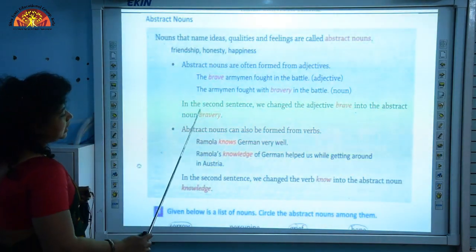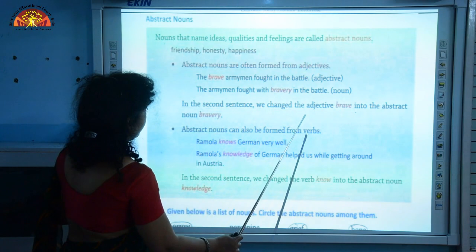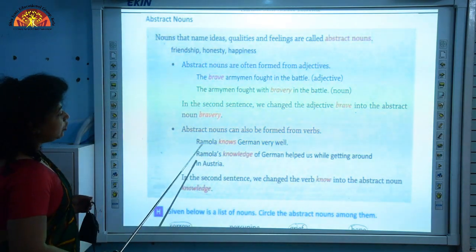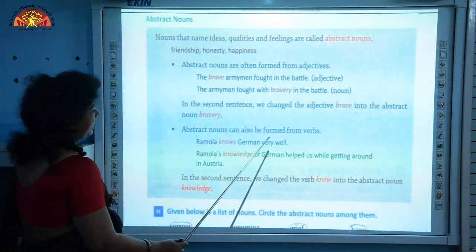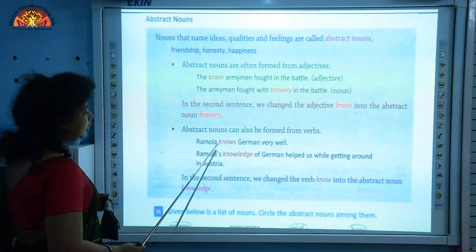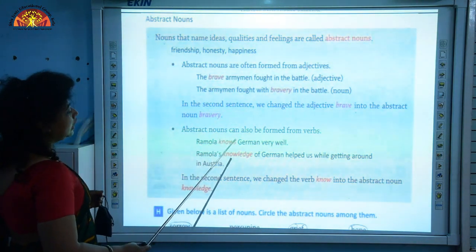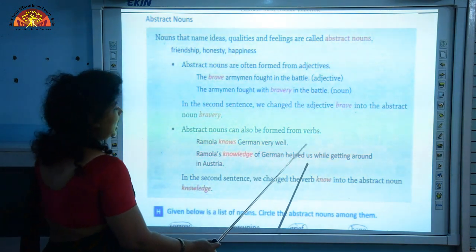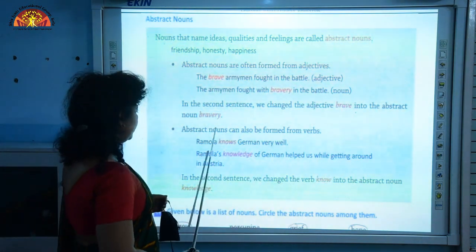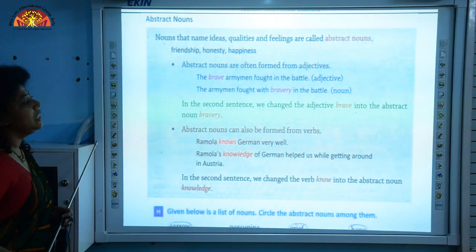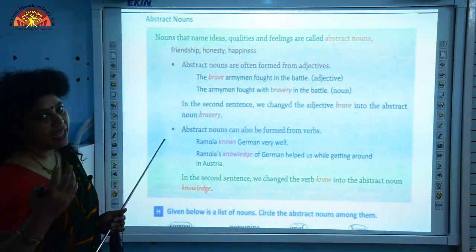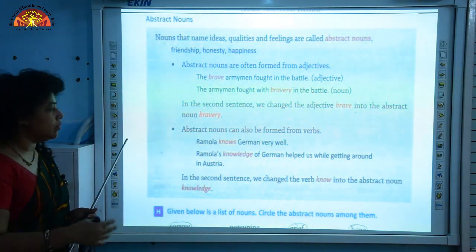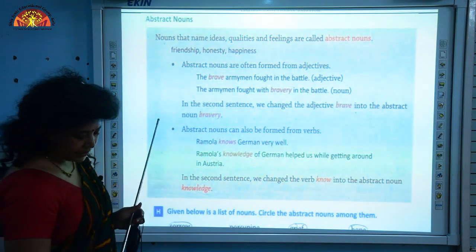Now, abstract nouns can also be formed from verbs. Okay, Ramola knows German very well. So, the verb knows becomes knowledge. So, Ramola's knowledge of German helped us while getting around in Australia. So, let us take a look at some of the examples of abstract nouns formed from verbs.